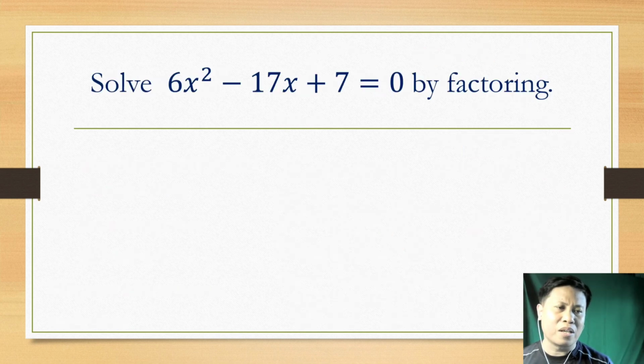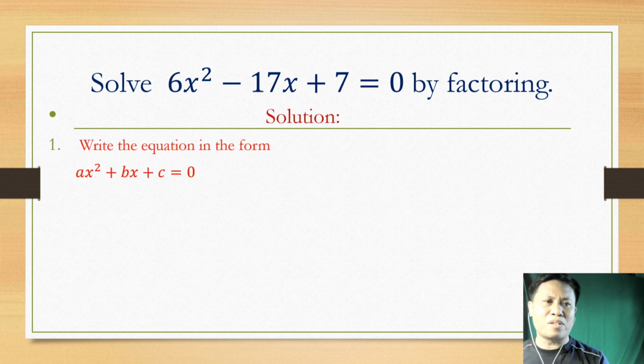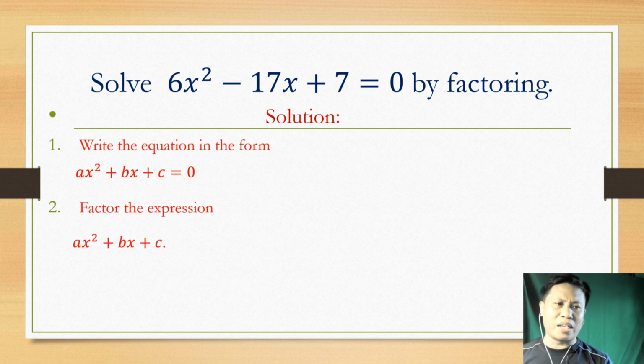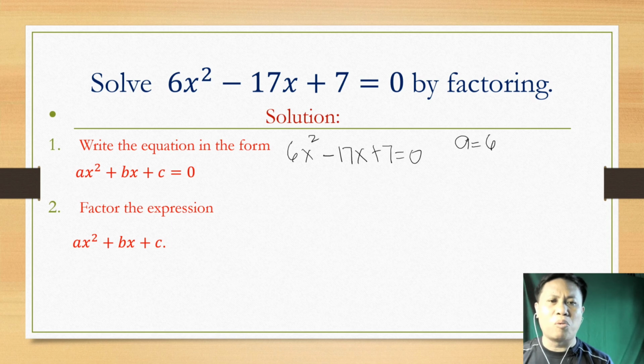Let us have another example. Solve 6x squared minus 17x plus 7 equals 0 by factoring. Okay? So the first step is to write the given in standard form. But as you look at the given, it is already in standard form. That's why we proceed to the second step. We're going to factor the left side of the expression, or the ax squared plus bx plus c. So to get the factors of 6x squared minus 17x plus 7 equals 0, we have to identify the values of a, which is positive 6, b negative 17, and c equals 7.